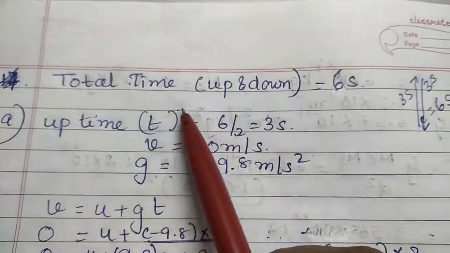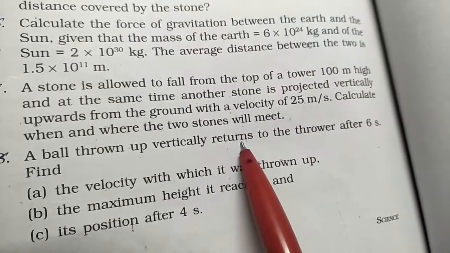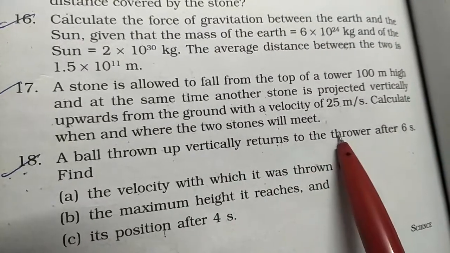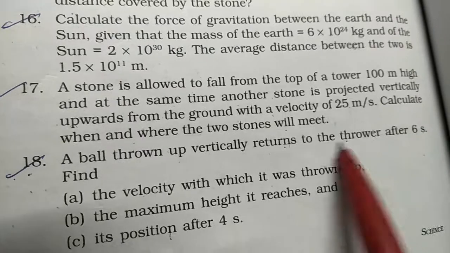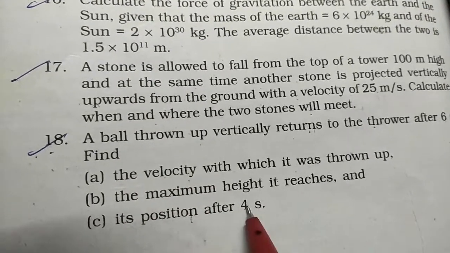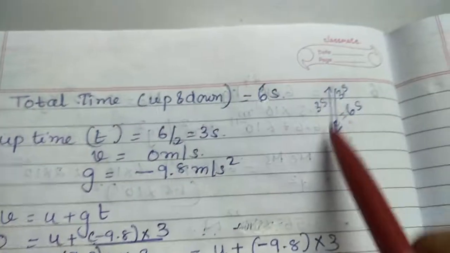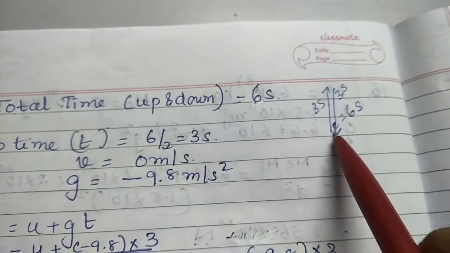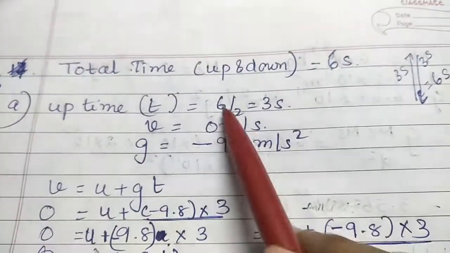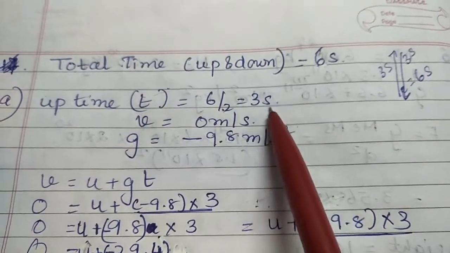Now the next question is a ball is thrown vertically upwards and returns to the thrower after 6 seconds, and you have to find the velocity, maximum height and the position after 4 seconds. Now first thing is the total time taken to throw up and down is 6 seconds. So it will be up 3 seconds, down 3 seconds, because time taken for throwing up will be 6 divided by 2, that will be 3 seconds.